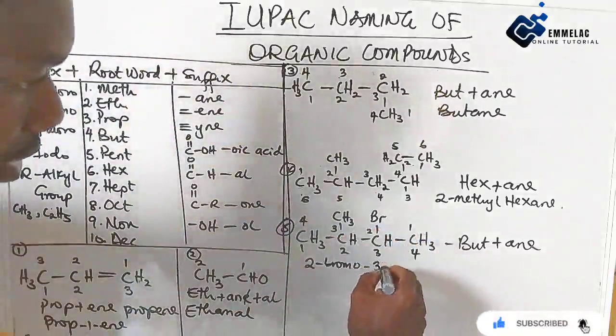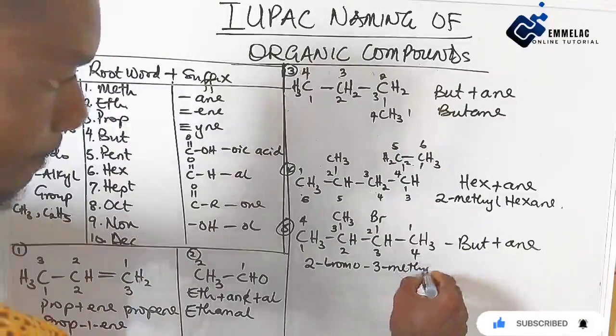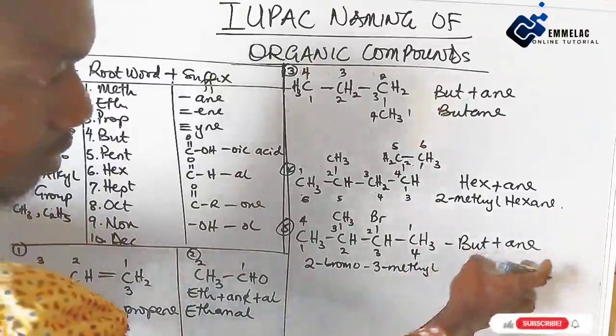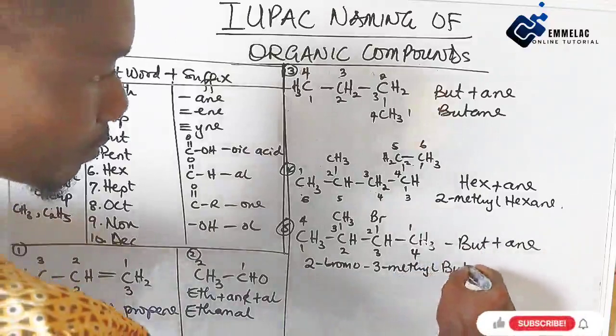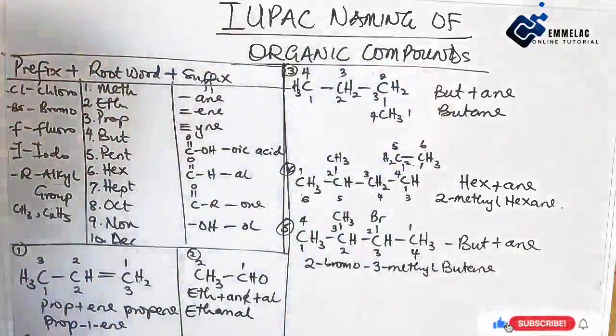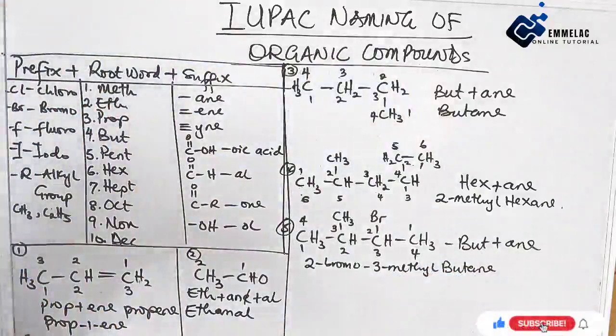Then 1, 2, 3. Then 3 methyl butane. Okay, now that is it.